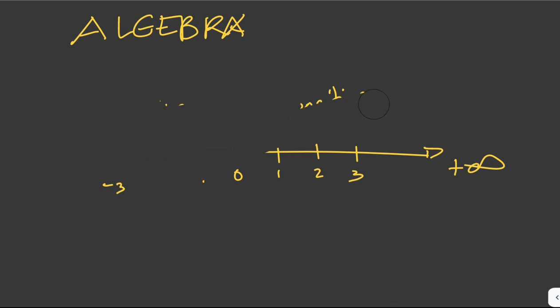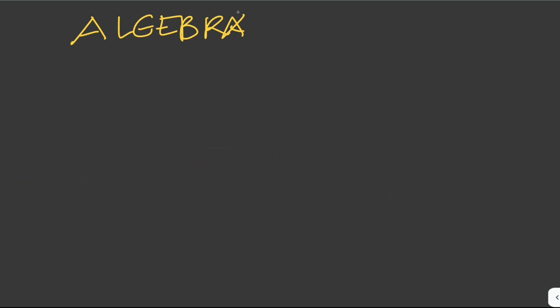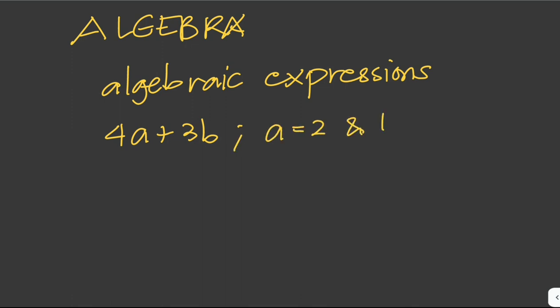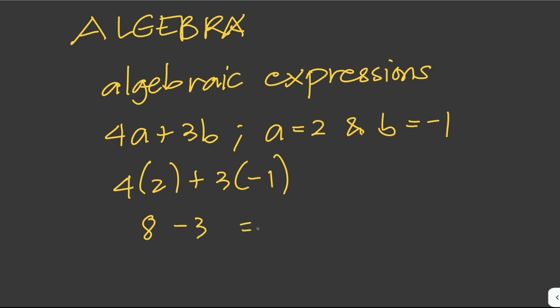And you should also review algebraic expressions. Say for example, you're given this problem, 4a plus 3b, and then you're given the value of a, and b is equal to negative 1. You just have to plug in the values of 4 times 2 plus 3 times negative 1, and then solve from there. 8 minus 3, 5.